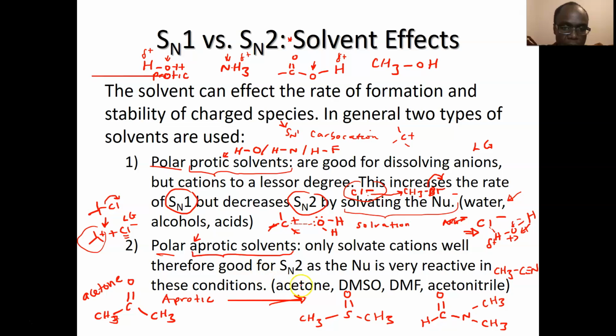So polar aprotic solvents will favor SN2. Why? The reason being, these solvents will never trap the nucleophile like the protic solvent will. They'll let the nucleophile be naked and free. So key point, polar aprotic solvents favor SN2. Polar protic solvents favor SN1. So if you want one over the other, just use a different solvent in the reaction. Remember, the solvent is the medium where the reaction occurs.